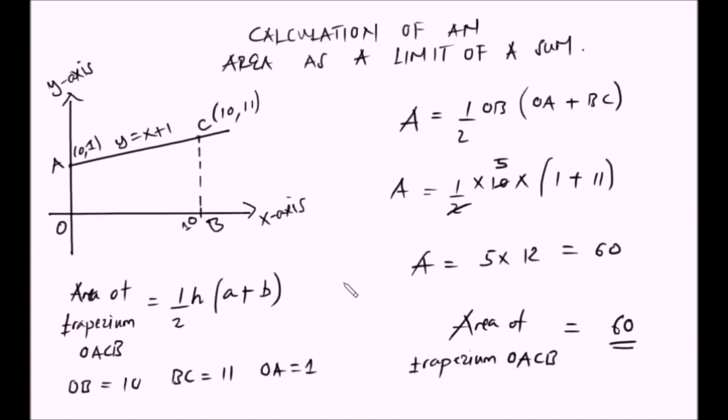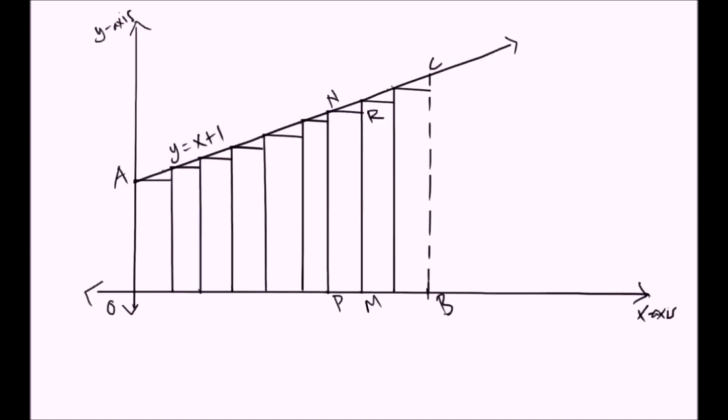Sasa tutumie njia nyingine, okay? Inaitwa the limit of a sum. Tuigawanye hii trapezium kwa rectangle nyingi ndani. Like this. Okay? So that is the same trapezium. Okay? So hapa at B, x coordinate ni 10, okay? Kwa hiyo hapa ni 10,11 vile vile, okay? You can see this is line. So nimegawanya kwa rectangle nyingi ndani.